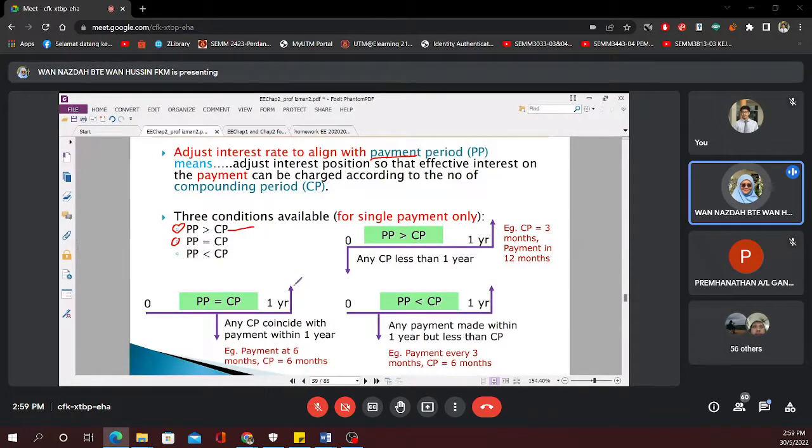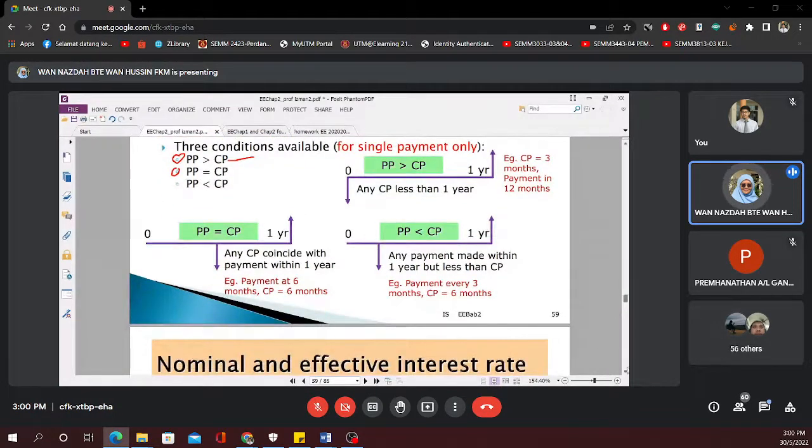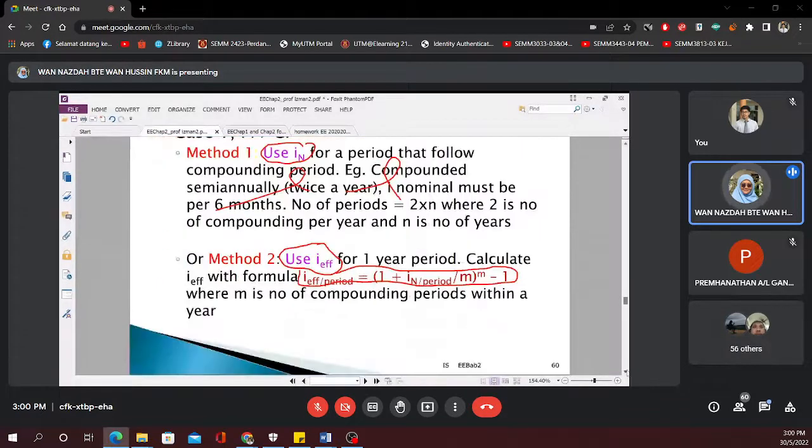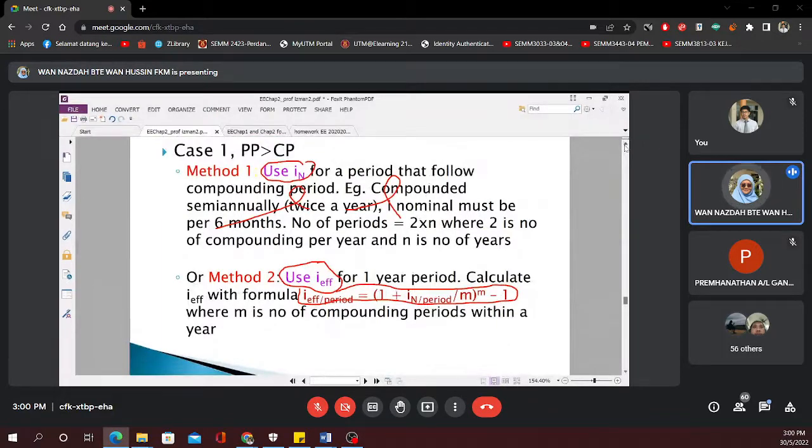All right, so for the payment period greater than compounding period, you can use either nominal interest or I effective, okay, but for other situation, only I effective is allowed to use. So in order not to make you confused, I would recommend you to ignore the I nominal. So just stick to I effective. Is it fair?